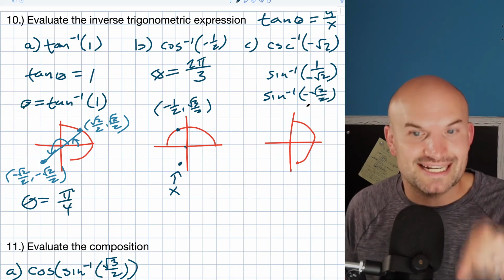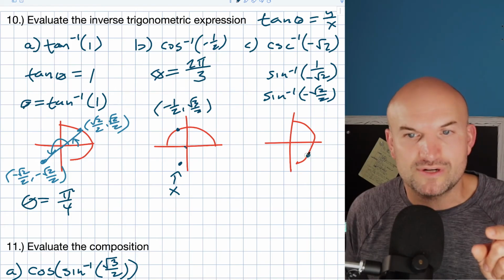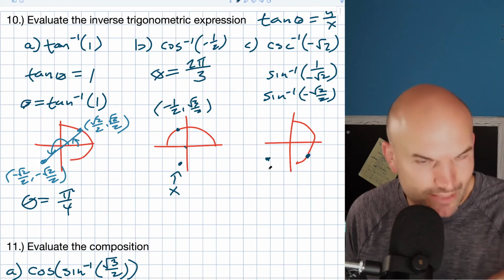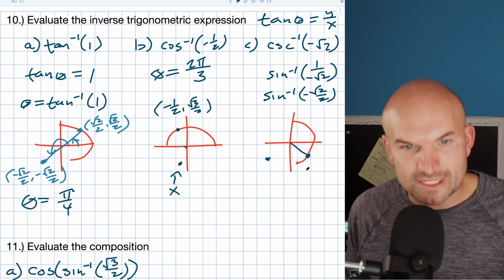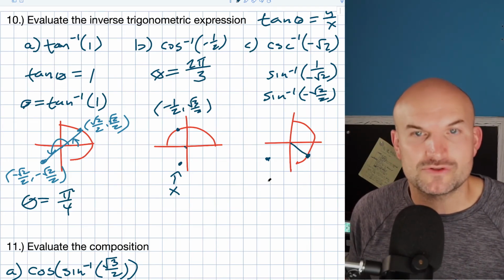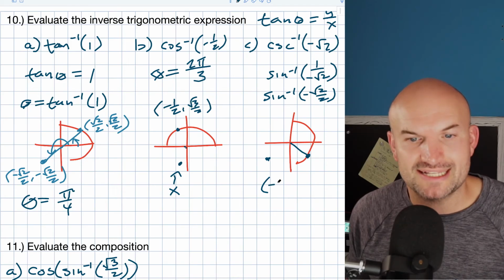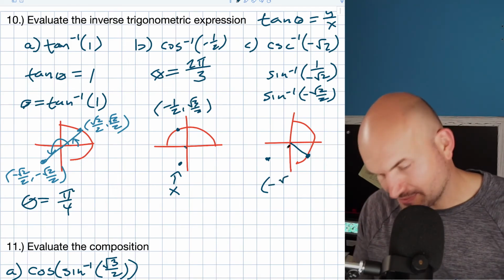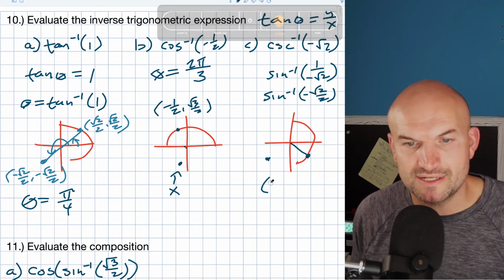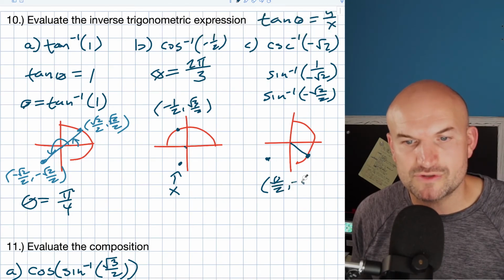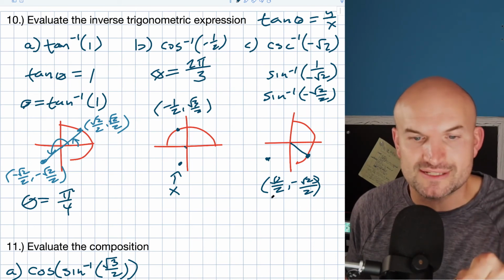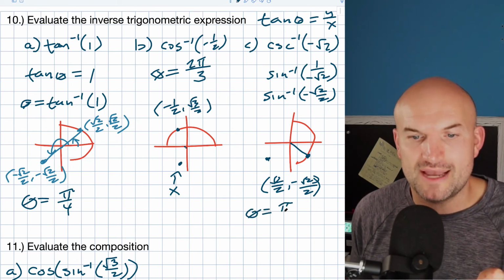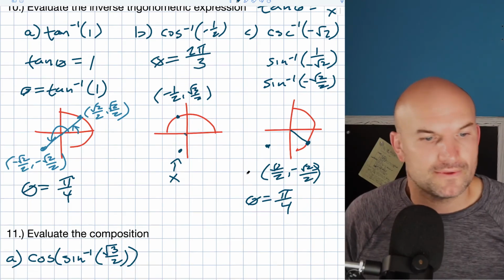Now, again, when is sine negative? Sine is negative, negative square root of 2 over 2, over here and over here. We don't care about that angle. It's not within the restriction. This is the angle we're looking for. What coordinate point is it when sine is equal to negative square root of 2 over 2? That coordinate point here is square root of 2 over 2, comma, negative square root of 2 over 2. What angle produces that point? That angle, theta, is equal to negative pi over 4.